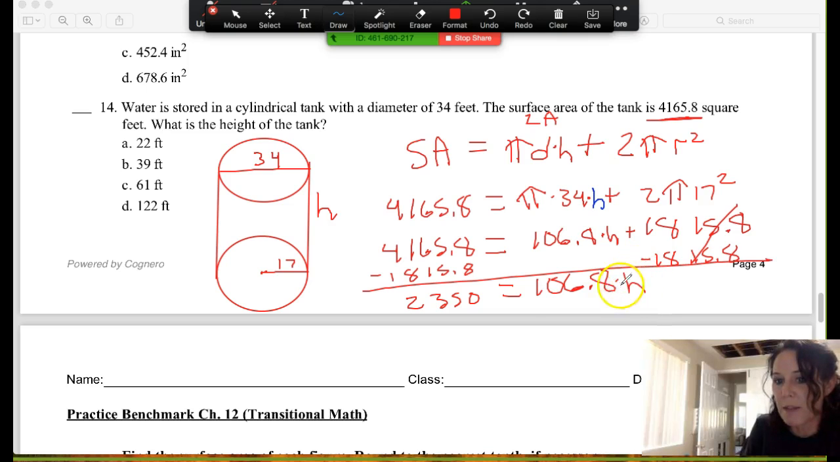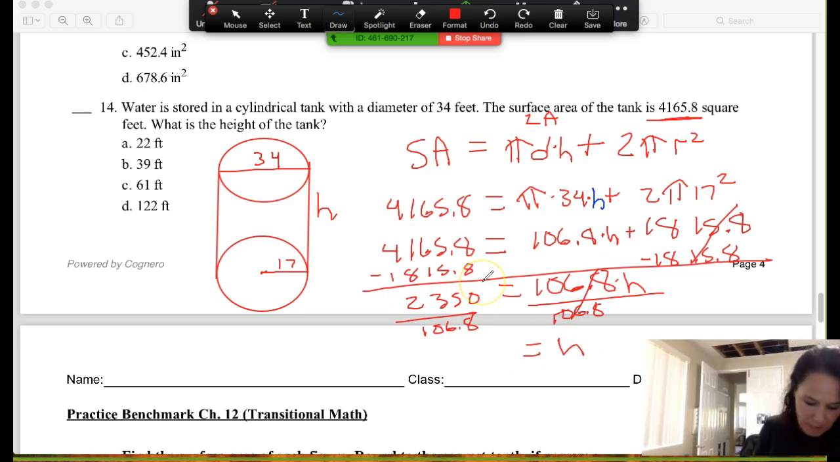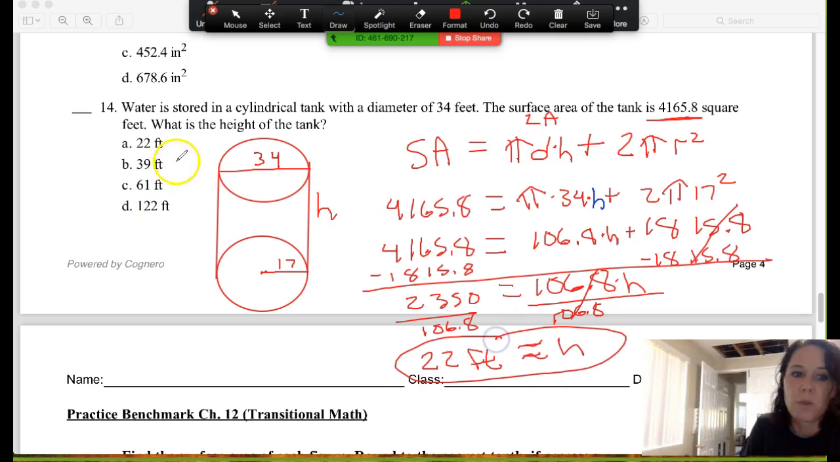To get h by itself, I need to divide both sides by 106.8. And I'm going to get h is equal to this divided by this. So 2350 divided by 106.8 is going to give me, and I'm going to approximate this, 22.03. And I'm just going to approximate it to 22. And it is in feet. I dropped off my units as I did my work, but it is in feet. So 22 feet is your height.